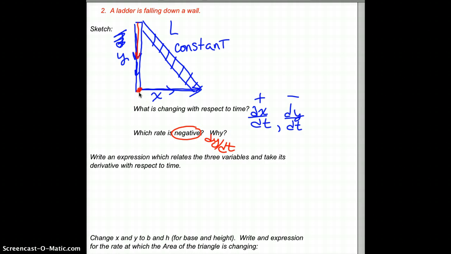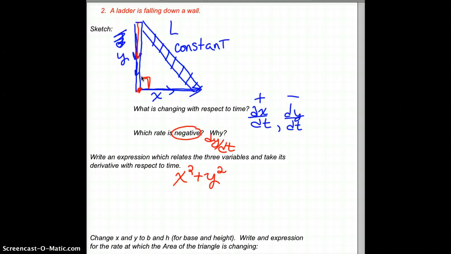not farther away. So it says to write an expression which relates the three variables and take its derivative with respect to time. So what we've got going here is the Pythagorean theorem relates these variables. There will always be some relationship between the variables in the word problems. If we're talking about area of a circle, we've got A equals pi r squared. On this one, we've got the Pythagorean theorem.